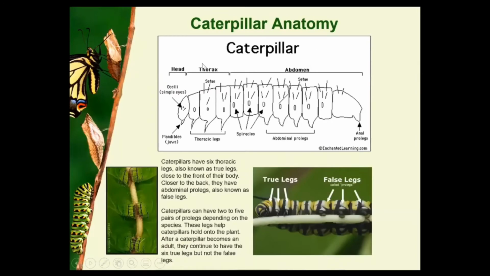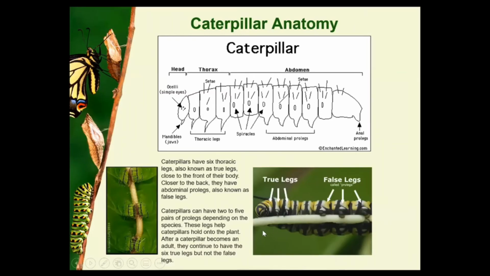So the anatomy: we have ocelli, which are the simple eyes, mandibles, thoracic legs, spiracles, and prolegs, thorax, abdomen, and then they have anal prolegs. So they have 6 true legs, which are close to the front of the body here, and then they have the prolegs, which are also known as false legs.